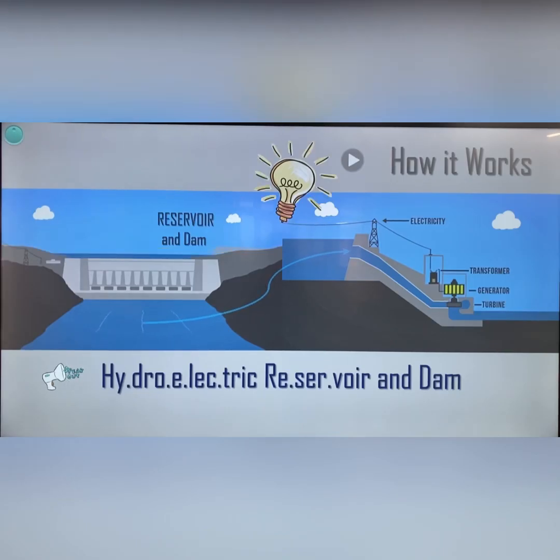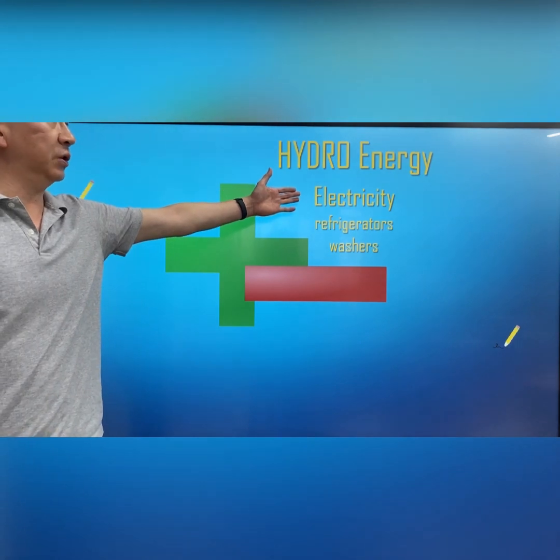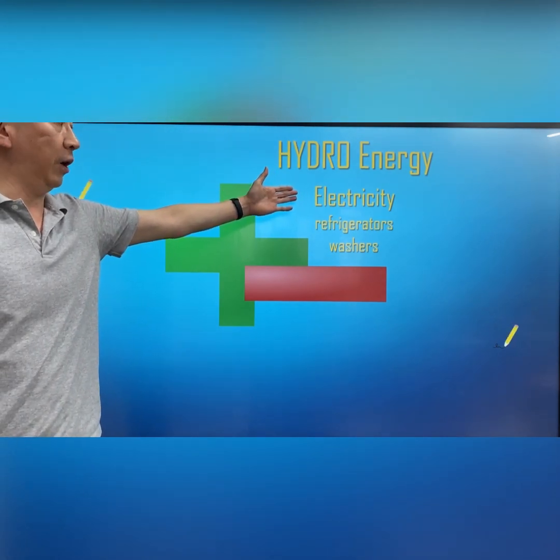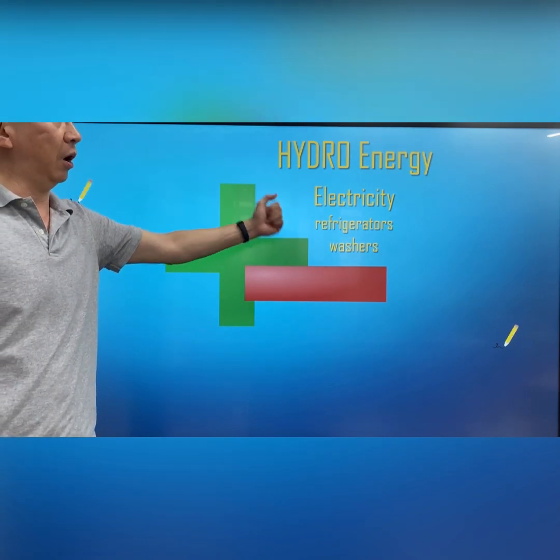All right, I hope that video has shown you how the hydroelectric reservoir and dam works. Now, let's look at some positives and negatives, the pros and cons of hydro energy. So we see hydro energy is mainly used to generate electricity for appliances such as our refrigerators, our dishwashers, or our laundry machines. So what could be some pros or positives about hydro energy?